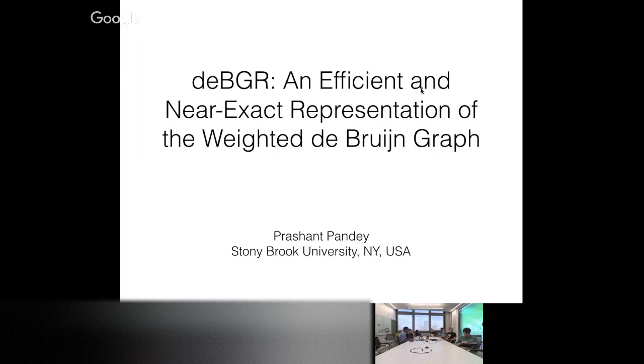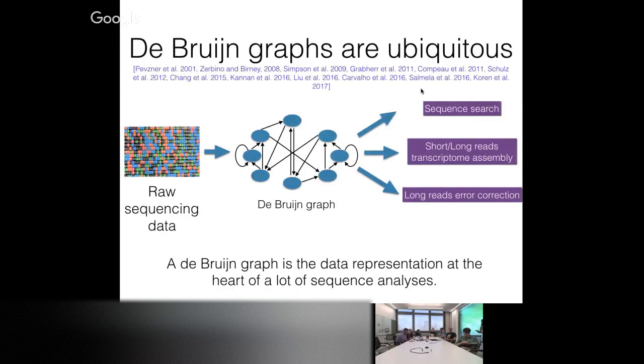So let's start the talk by talking about DeBruijn graphs. DeBruijn graphs are ubiquitous in the field of computational biology. They were introduced in 2001 in this field by Webster et al. And since then, they have been used in many different applications across the field. The input in computational biology is raw sequencing data. It comes in the form of strings of DNA bases, and there's lots of them. All this input data, the raw sequencing data, is first converted into a DeBruijn graph representation, and then later on it is used in many different applications in the field, like sequence search and transcriptome assembly, genome assembly, and also reads error correction. So in short, a DeBruijn graph is a data representation at the heart of a lot of sequence analysis.